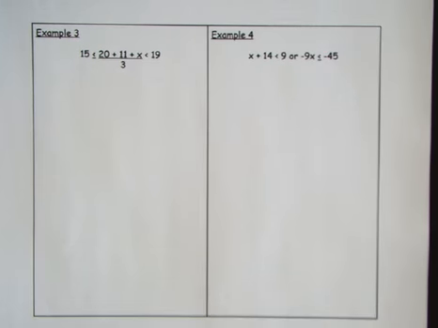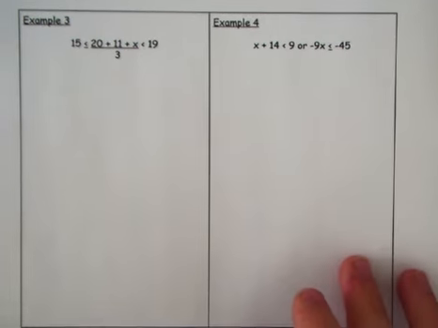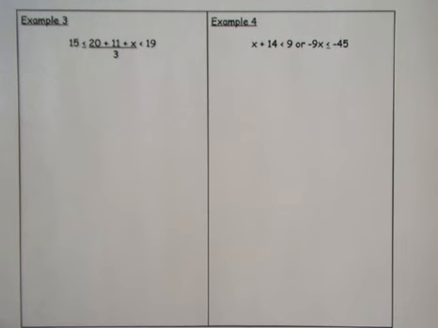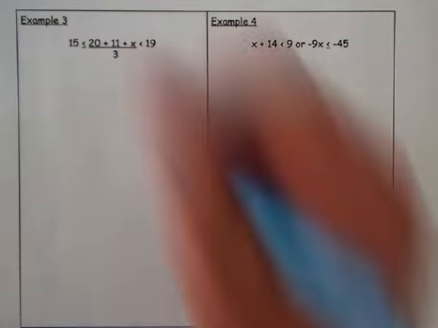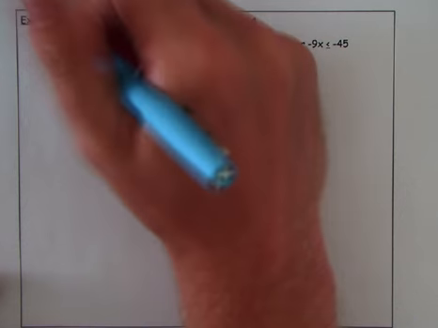Okay, so here we have 15 is less than or equal to 20 plus 11 plus x, all over 3, which is less than 19. I'm going to zoom in a little bit so we can see this better. A lot going on there. All right. First thing we got to do is get rid of this 3. So we're going to multiply by 3.